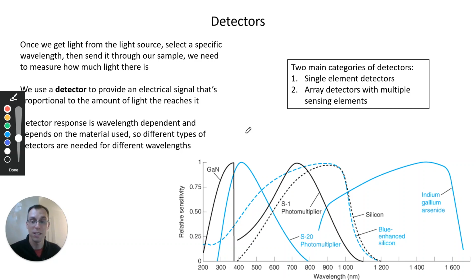Cameras do use array detectors to detect light when we take pictures. But we're talking about this not just for taking pictures, but also we can use this for spectroscopic measurements when we combine it with the rest of a spectrophotometer.